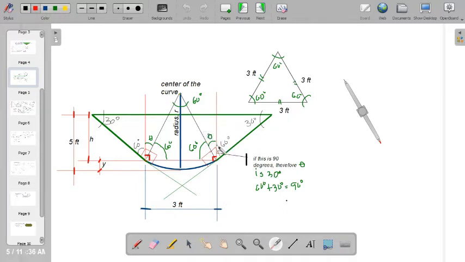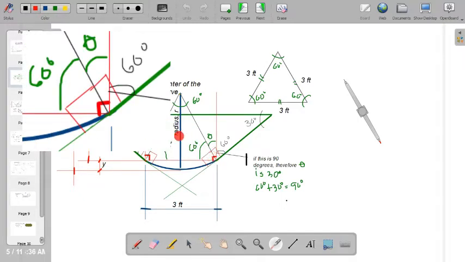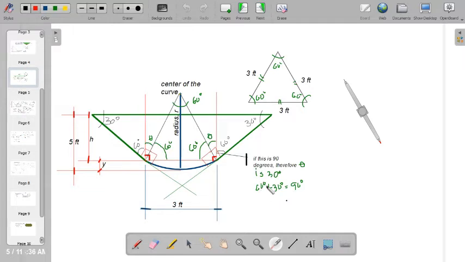Now, if this is 30, remember that we have this line also. This is another perpendicular line, so this is 90 degrees, right? This is also 90 degrees, because if you draw a straight line here, and this side here, it's 90, right? So if this is 30 and this is 90 degrees, therefore this is 60 degrees.